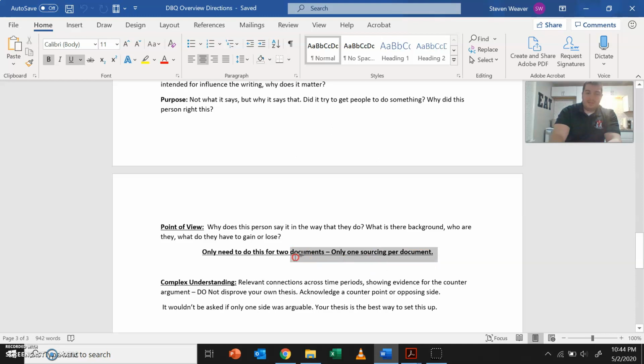Remember, you only need to do this for 2 documents, only 1 sourcing per document. But like I said, if you want to give yourself a little wiggle room when you have time, doing it for a 3rd document will help you if you get one of the other documents wrong. Doing it for a 3rd document, if you get all 3 of them right, will not earn you any other points though. And the last point is complex understanding.